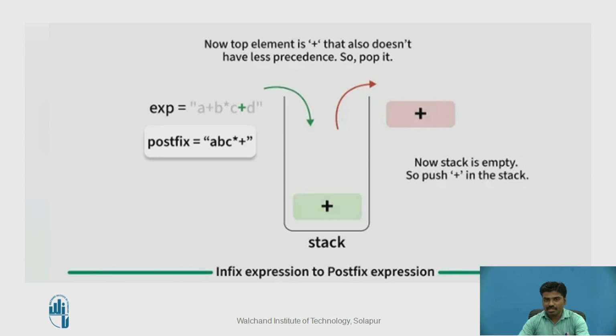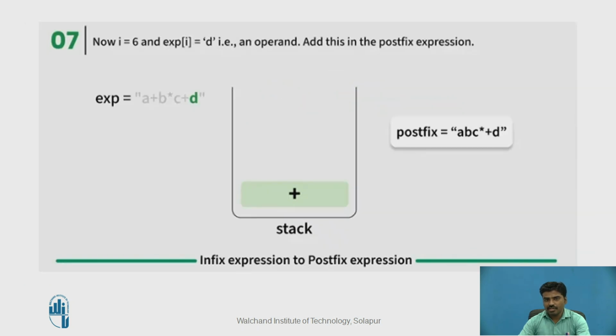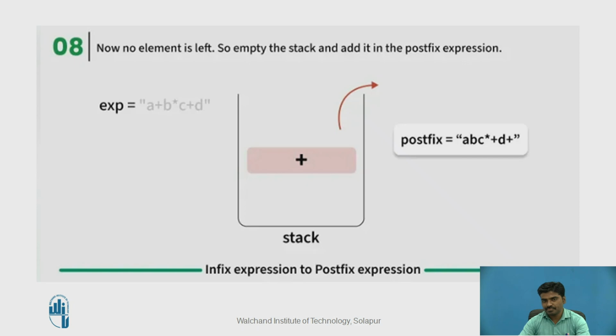In that example, the left associative rule for equal precedence and the right associative rule for equal precedence. And last, you have to check the character is D. Directly you have to write it in postfix form. And the last step is you have to pop all the elements of the stack, that is you have to pop plus also. This is your final expression, ABC into plus D plus.